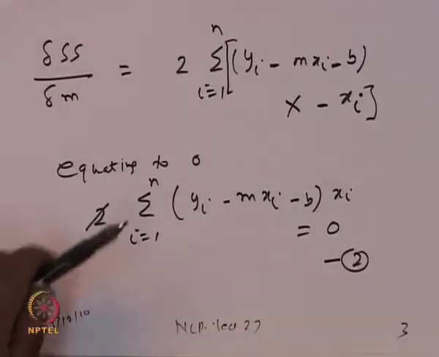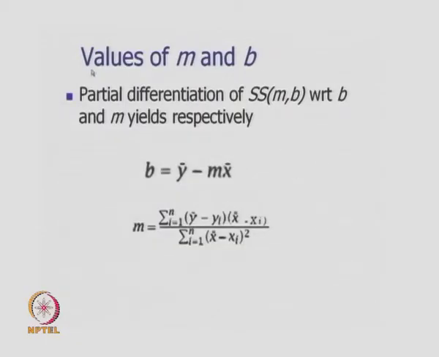So, from these two we can get this expression, which is b equal to y bar minus m x bar. So, b n was equal to sigma y_i minus m sigma x_i. If you divide by n, then sigma y_i by n is y bar, sigma x_i by n is x bar. So, b is equal to y bar minus m x bar.